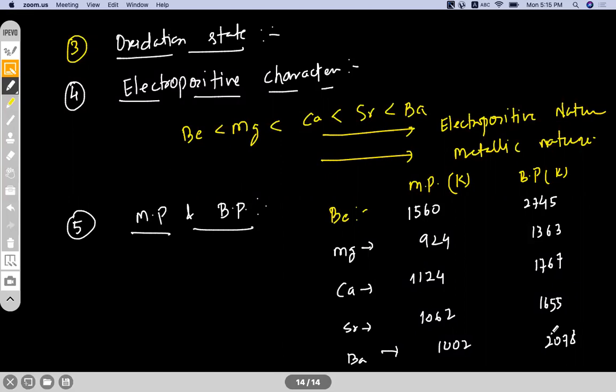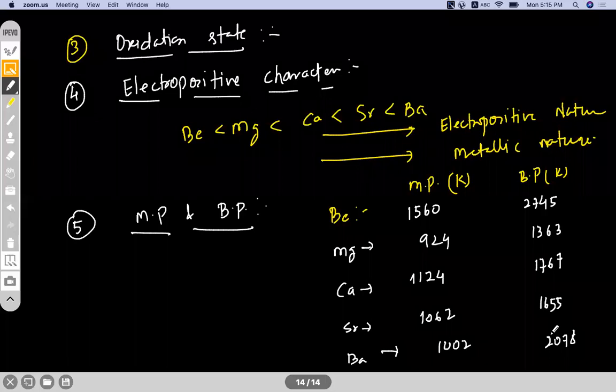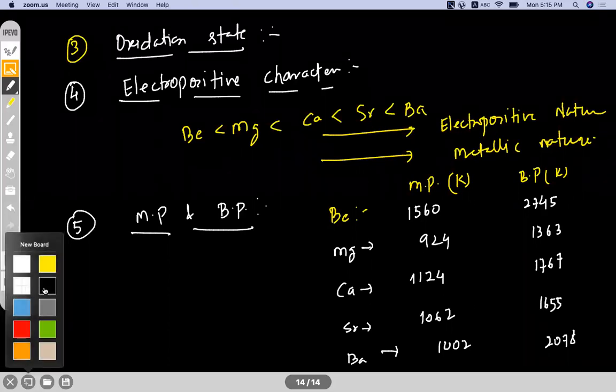So this is the trend we have for melting and boiling point. They don't ask you the entire trend, but sometimes they may ask which one has the maximum boiling point or minimum boiling point, something like that. Okay, now next is hydration enthalpy. Hydration enthalpy is important. So next, write down the sixth point.